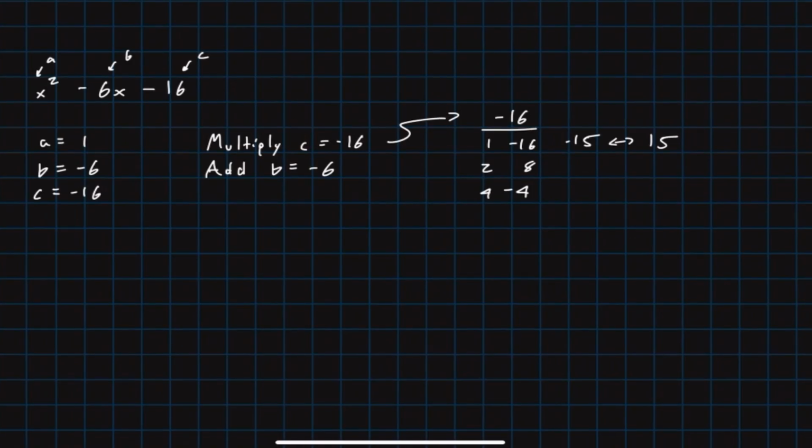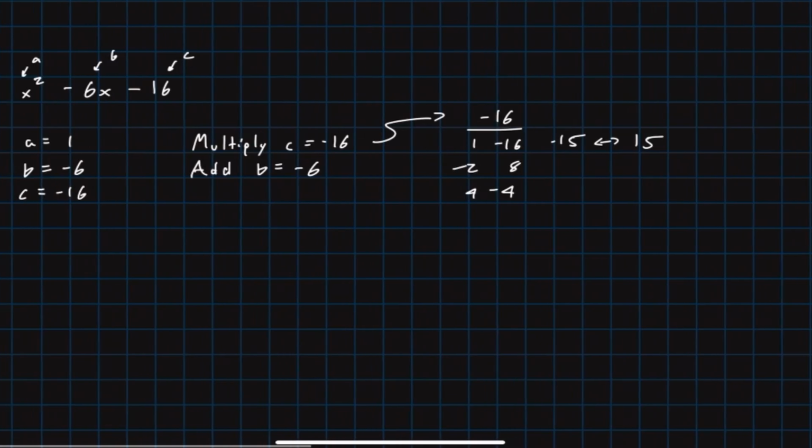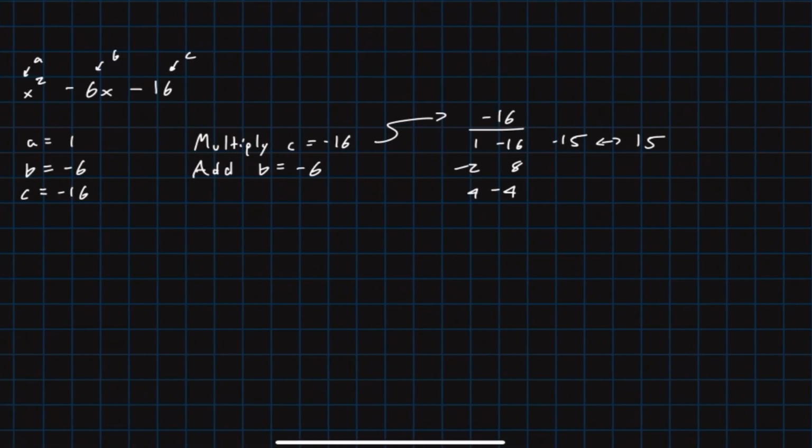Now, this middle term, if we apply the negative to the 2, we're going to get 8 minus 2, which is going to give us 6. But we're not looking for 6, we're looking for negative 6. So in this case, we actually have to apply the negative to the 8. So 2 plus negative 8 is actually going to give us negative 6, which means our two numbers that we're looking for are 2 and negative 8.